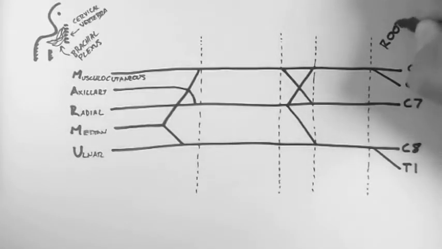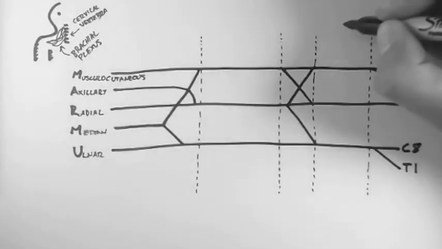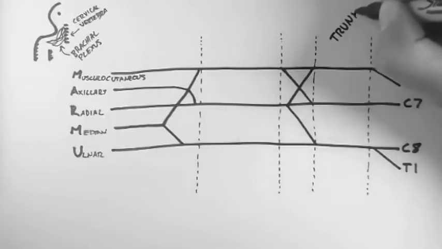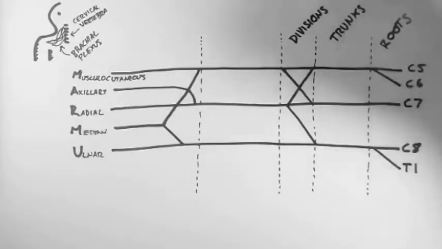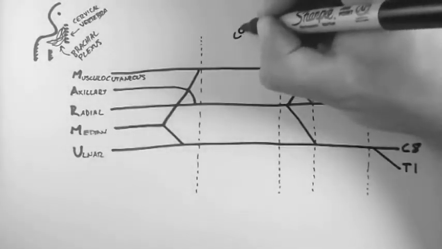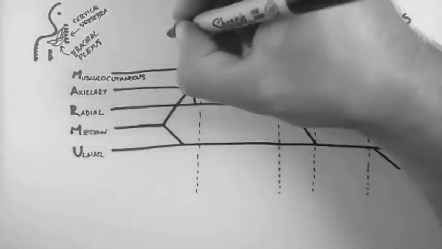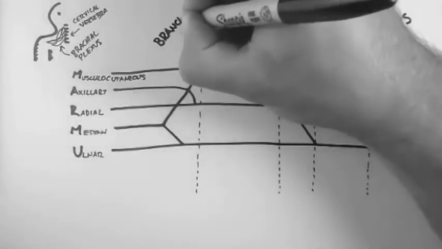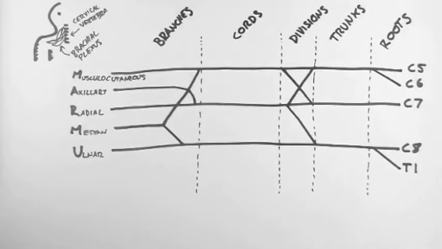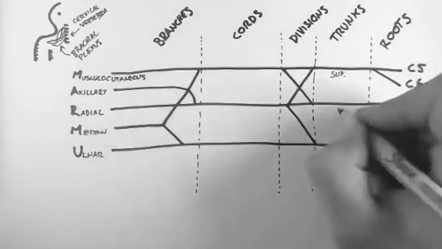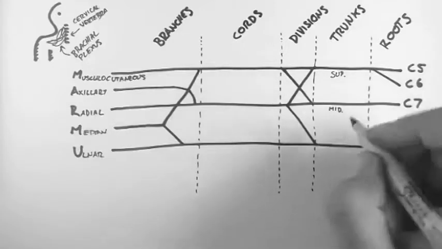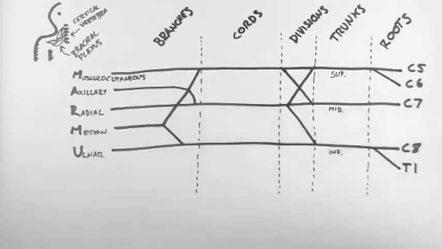So here I've already said these are the nerve roots. Then we get the trunks, then the divisions, then the cords, and then finally the branches. So let's look at the trunks. We'll start by labeling those. The top one is a superior trunk, then the middle trunk, and then the inferior trunk. So that's pretty intuitive.